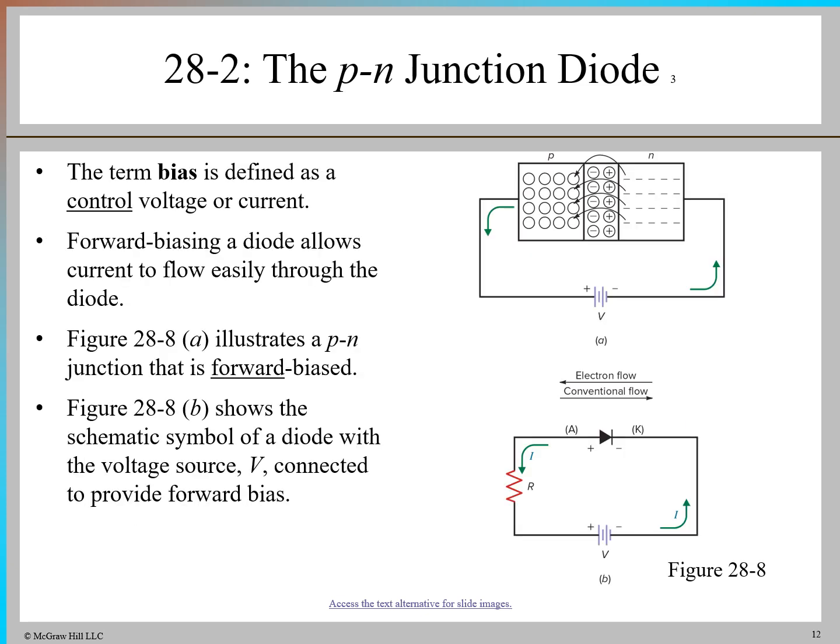Forward biasing a diode means applying a voltage that allows current to flow through the device. In a forward bias p-n junction, the n side is connected to the negative terminal of the voltage source, and the p side is connected to the positive terminal. This applied voltage must overcome the internal barrier potential for current to flow.